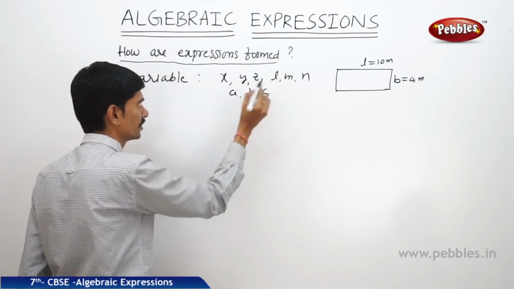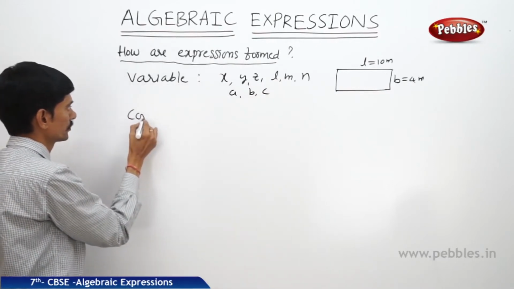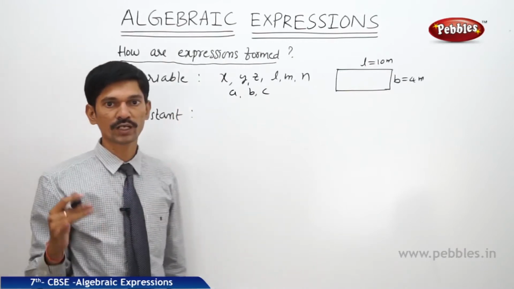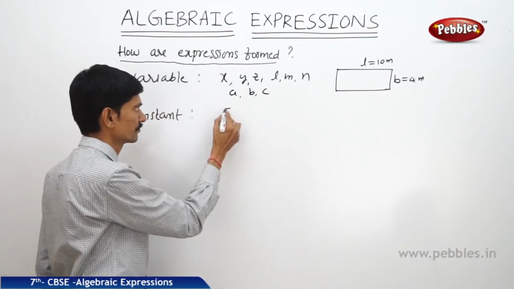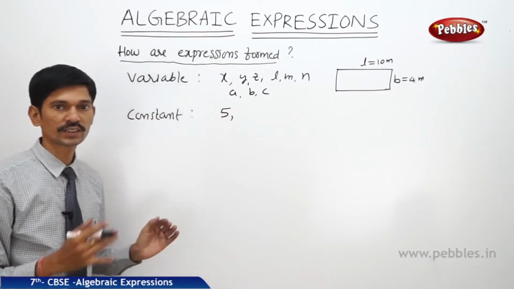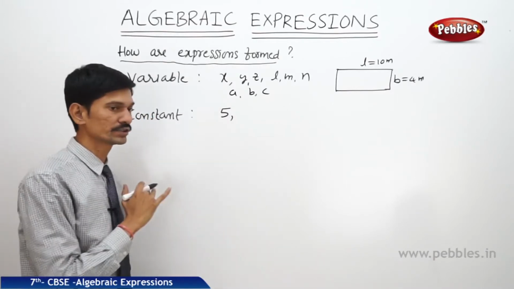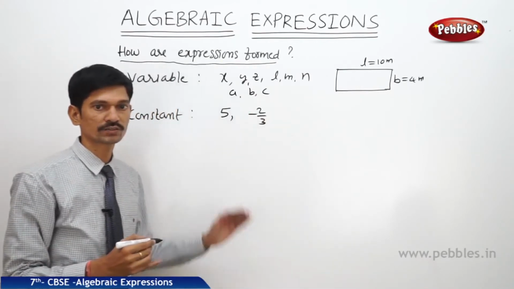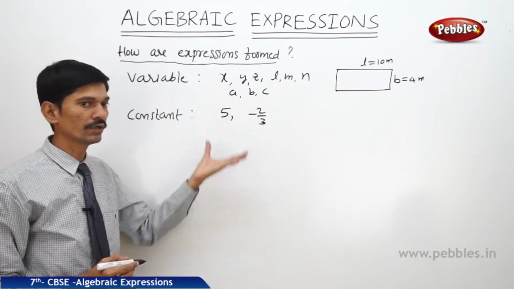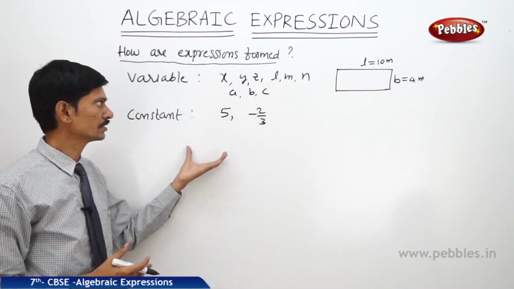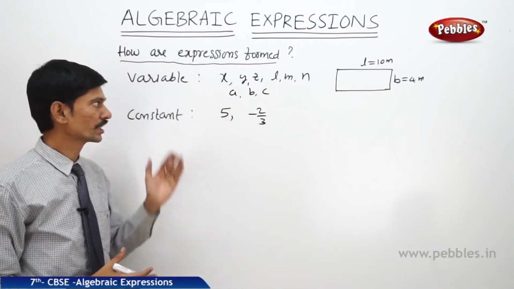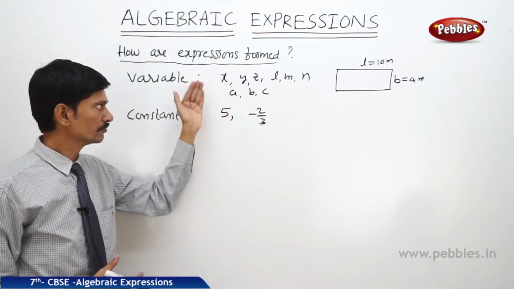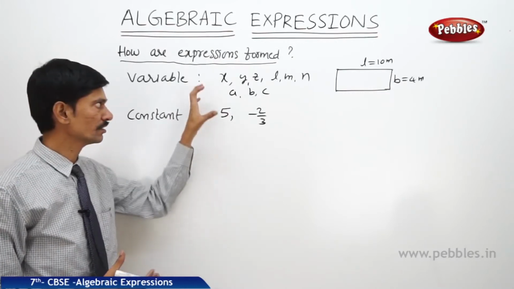Then what is a constant? A fixed value is known as a constant. For example, 5 is fixed at any time, anywhere, so it does not change. And minus 2 by 3 is also a constant. It does not change. So the fixed values are known as constants, and the variables can be changed; they do not have any fixed values. Usually we take the lowercase letters to represent the variables.